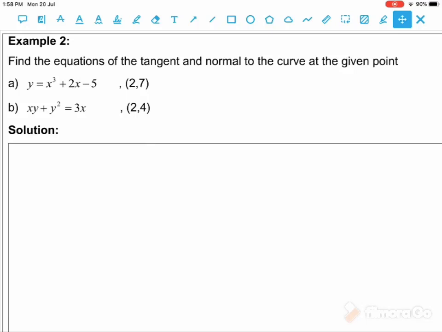Example 2. Find the equation of the tangent and normal to the curve at a given point. A. y equals x cubed plus 2x minus 5 at the point (2, 7).